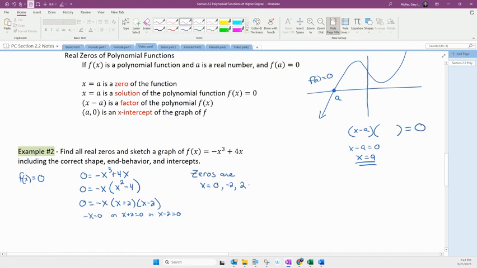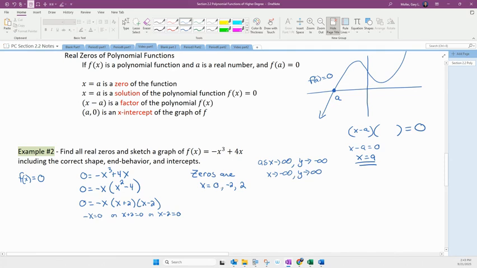Now let's sketch this with what I know. I know my end behavior. It's an odd function, but with a negative coefficient. So as x goes to infinity, y goes down. As x goes to negative infinity, y is going up.